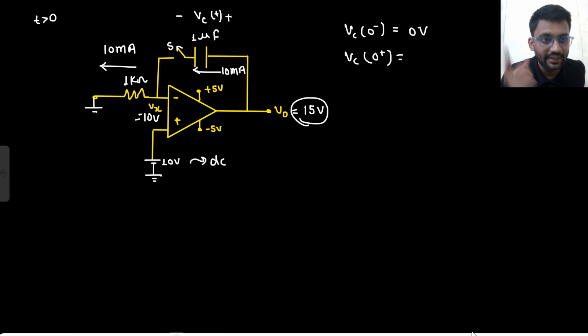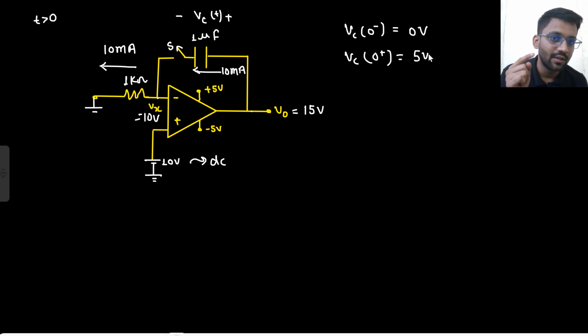Now I am agreeing to your point that even if the output is saturated, I will still apply the concept of virtual short. I said, okay, you can still apply the concept of virtual short, but let's talk about the VC potential. For t less than 0, you are saying it is 0 volt. Just for t greater than 0, you are saying this node is 10 and this node is 15. So what will be your VC potential? 5 volt. You are saying that there is finite current flowing through the capacitor, that is 10 milliampere. And even if there is finite current flowing through the capacitor, your voltage is changing from 0 to 5 volt. Is that possible? No.